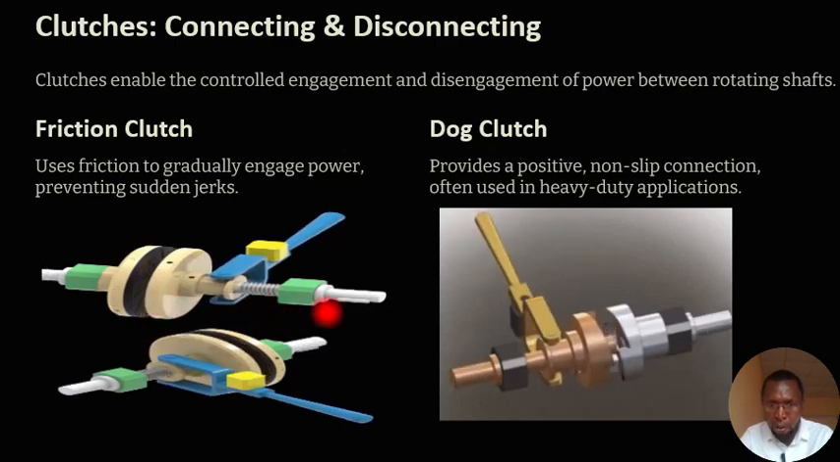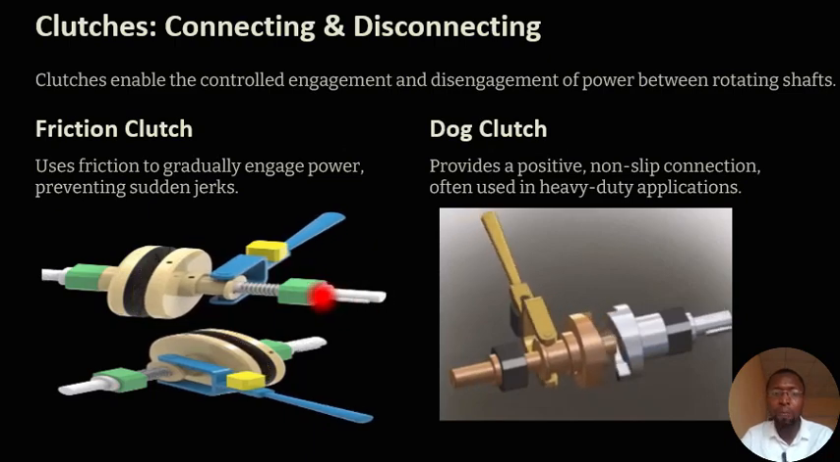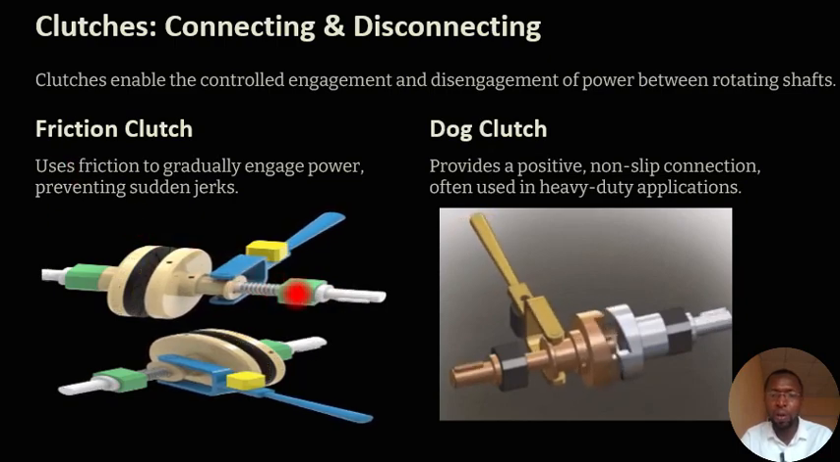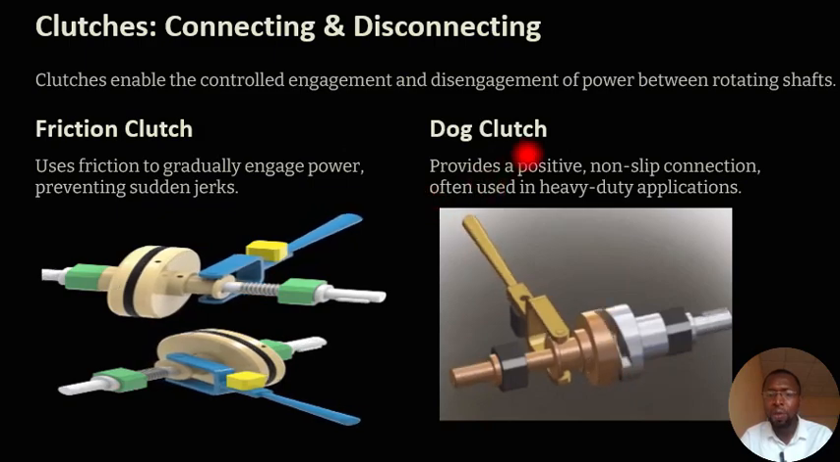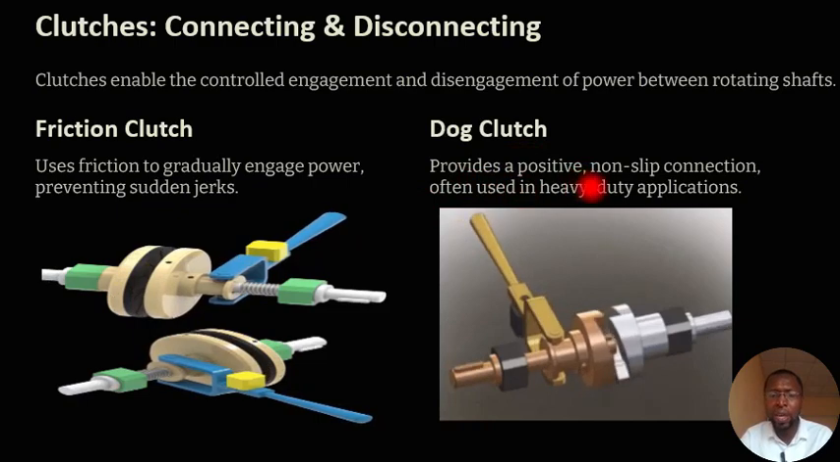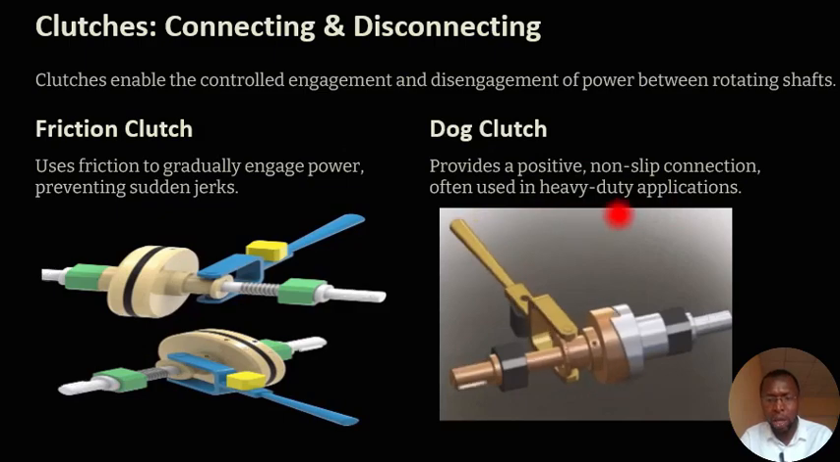But when you pull out, it stops working. That's what we call the disconnecting and connecting function of the clutch. So this is how the friction clutch works. The same is similar to that of the dog clutch. The dog clutch also provides a positive non-slip connection, often used in heavy-duty applications.